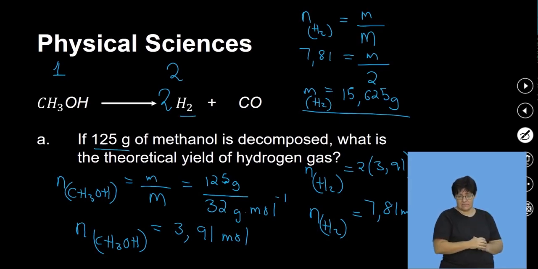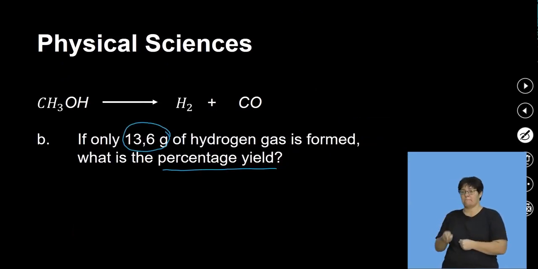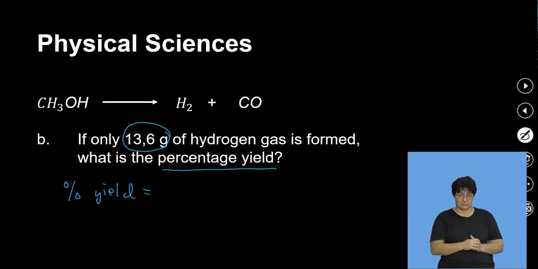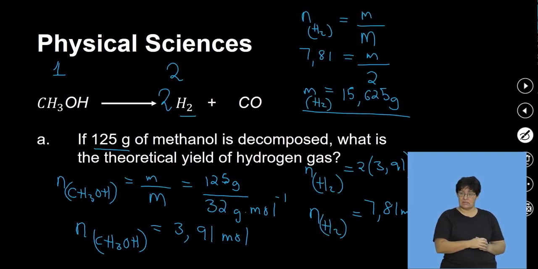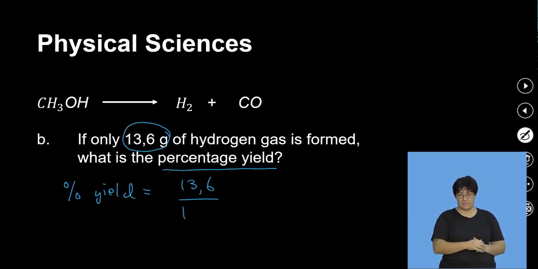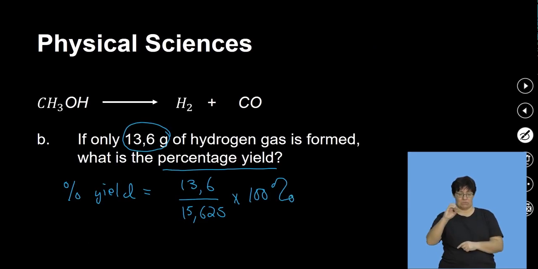So if that's the case, the percentage yield is equal to the actual yield, which is 13,6, divided by the expected one, which is the theoretical. In this case, the theoretical is 15,625, multiplied by 100. That will give us the percentage yield.